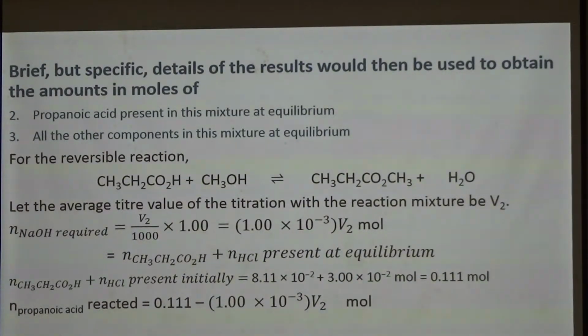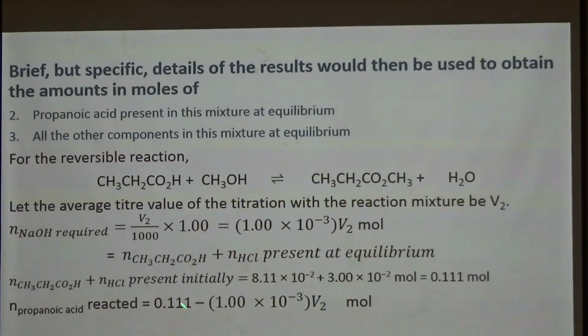HCl remains the same at 3.00 times 10 power minus 2 moles. Why? Because HCl is a catalyst and is constantly being regenerated. The only change in amount initially and at equilibrium is due to the propanoic acid that reacted. Okay, so you will know what is this amount of propanoic acid reacted. Okay?